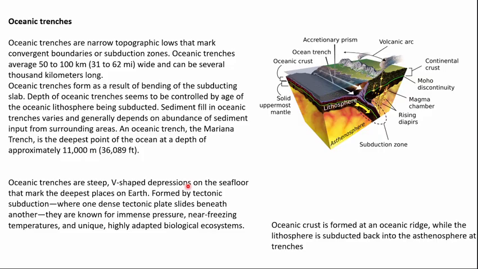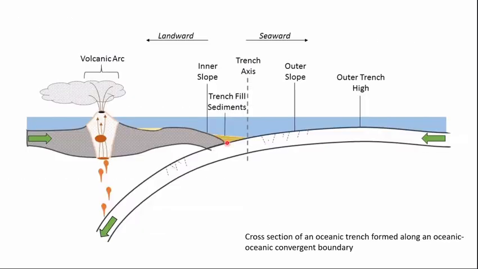So oceanic trenches are steep and V-shaped. If you look at it, they are V-shaped, formed by tectonic subduction, where one dense tectonic plate slides under another. We already understand that here. We've already looked at it. You can see it is more like a V shape. Here, this is the trench.